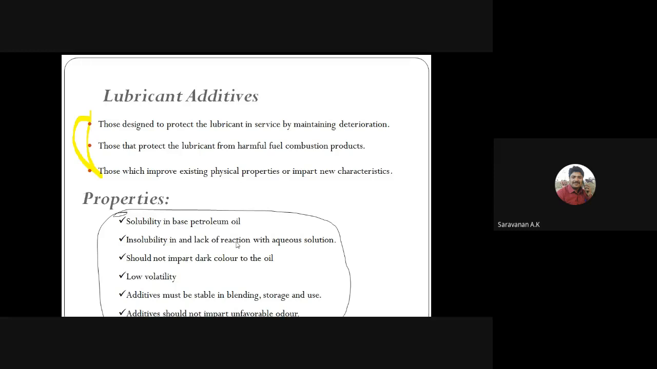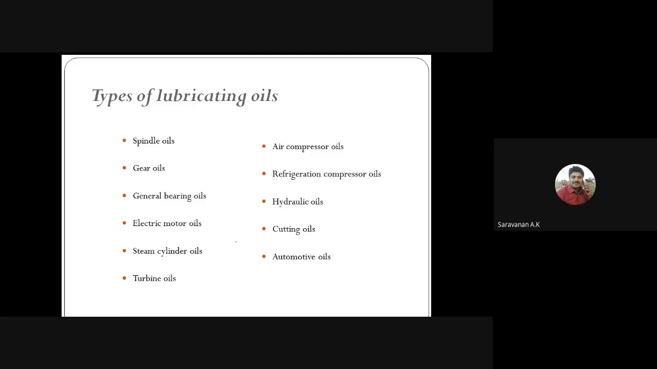Then you can see the types of the lubricating oils. We may have different types of lubricating oils. Whatever the oil company may be, we know Castrol is one company, Max is one more company, so we have plenty of oil companies. Each major oil company will have over 300 different industrial and automotive types of lubrication products.